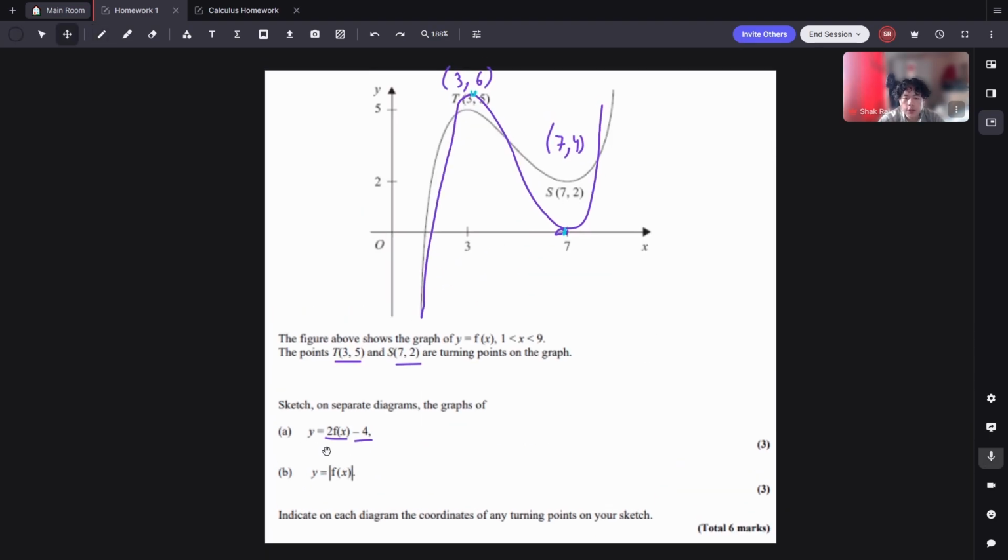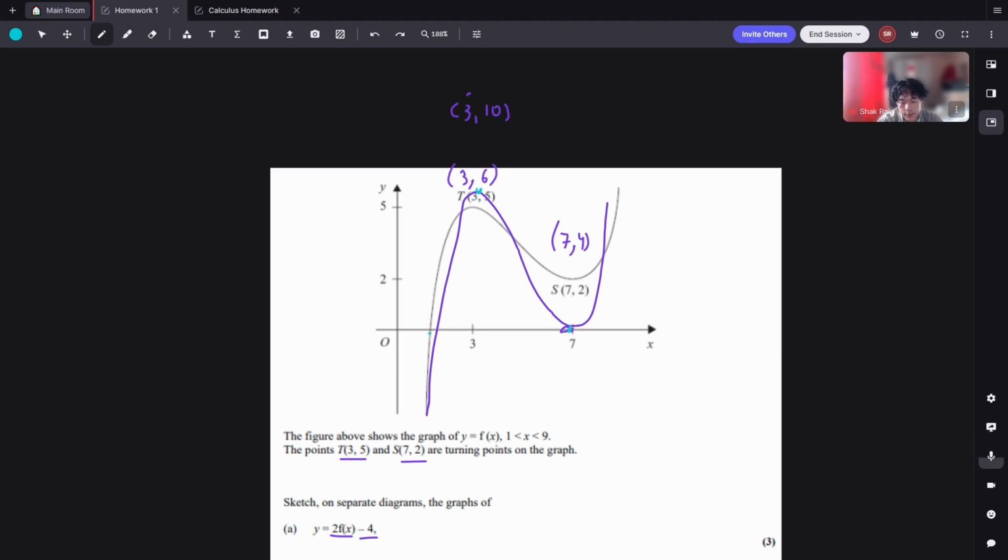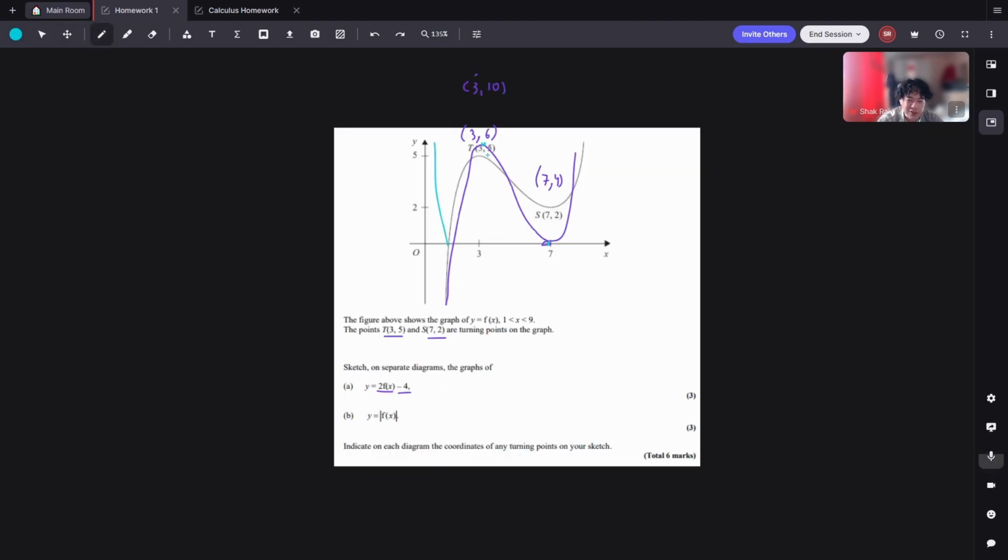Cool. So yeah, then we have y equals the modulus of f of x. So this part stays completely the same. The only part that changes is this part here. The turning point for this coordinate is going to be the same as this as well.